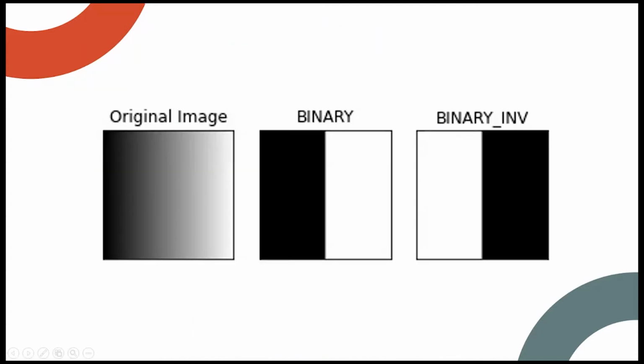So far what we have seen is simple binarization, but we have other types of thresholding techniques too. One of them is binary inverse, which means all the values that are less than the threshold value are changed to white, and all the pixels that are greater than the threshold value are changed to black. This is nothing but the bitwise NOT of the binary image.